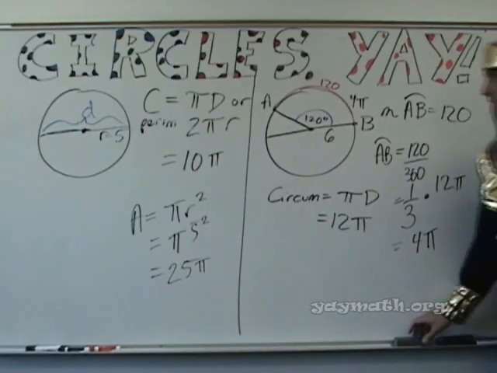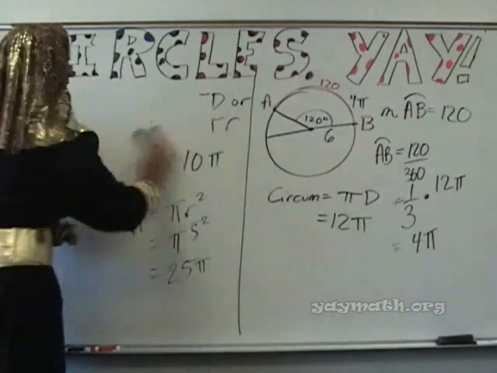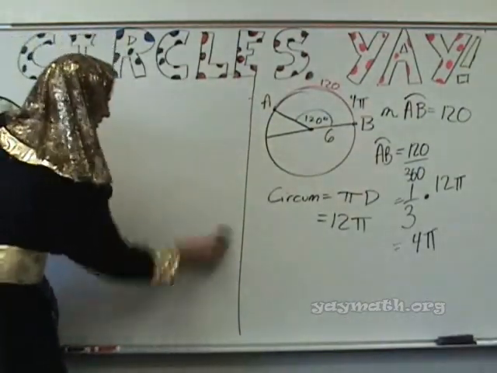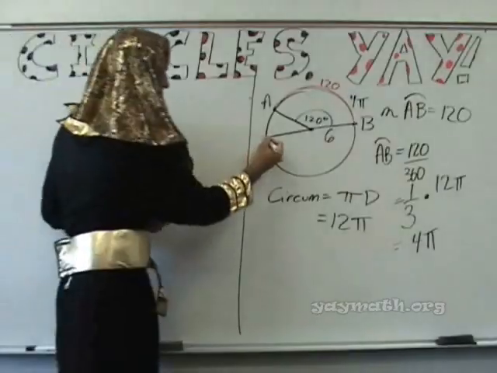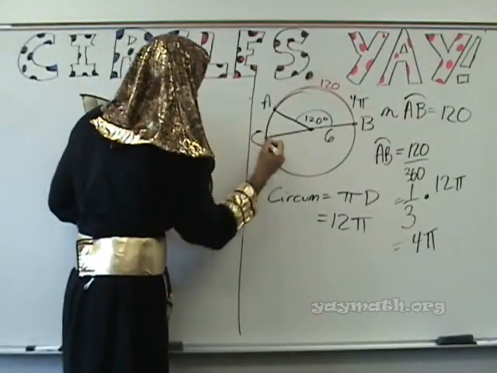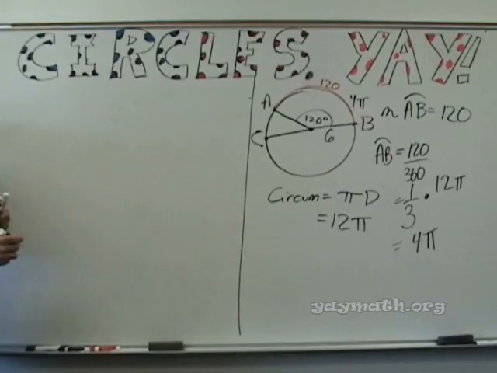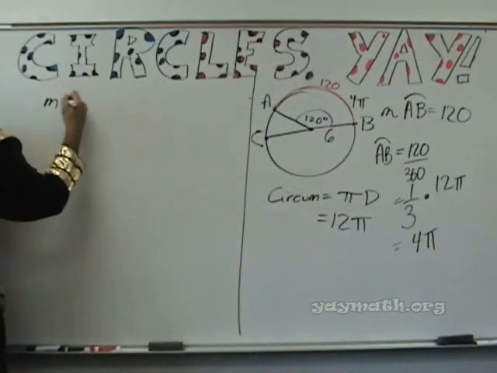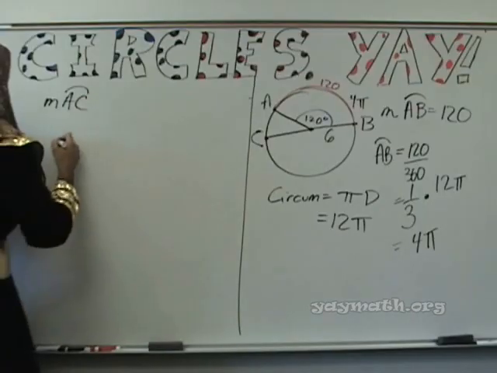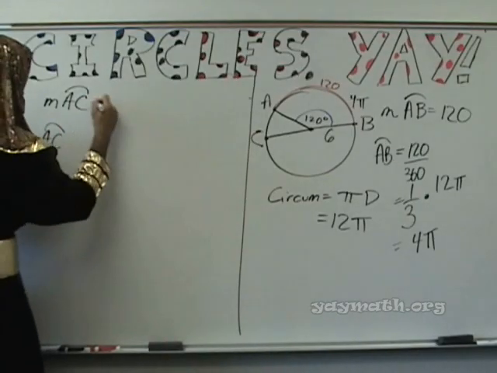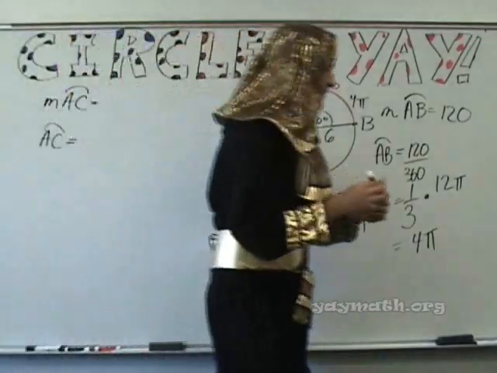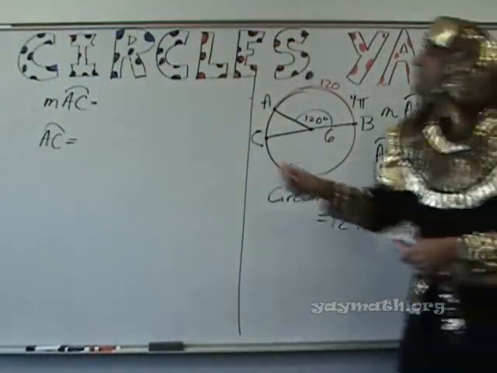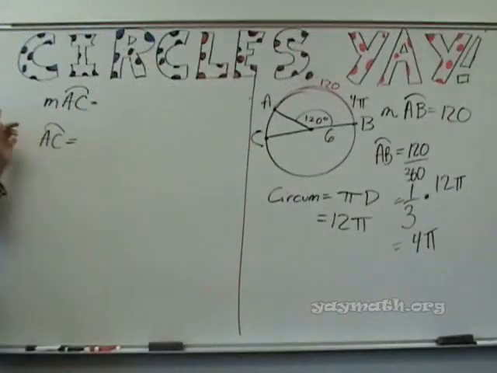I'm going to give you another one. Let's give you another one. Okay. Call this point C. And find, all right, good question here. Please try to find the measure of arc AC, which we agreed was a degree thing. And then find the length of arc AC, which is a measurement. All right?